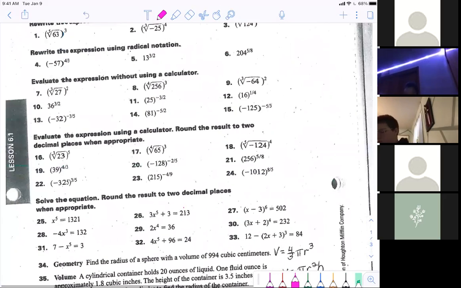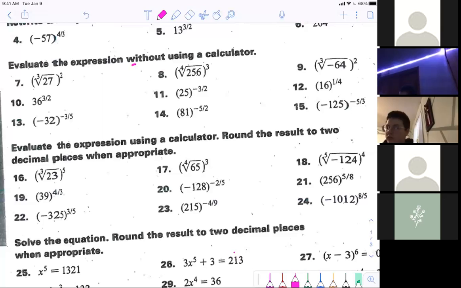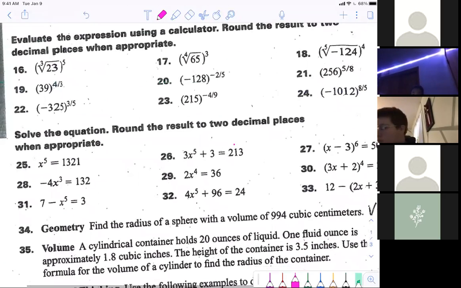So the first 6 problems are just rewriting it from the expression as an exponent or taking the exponent and writing it as a radical. And then 7 through 15 say evaluate without a calculator. You need to have work for those problems. So I should see the steps that you're using to find those values without a calculator. The next group are the problems that I'd like to show you how to use, just as a reminder to use this in your calculator.